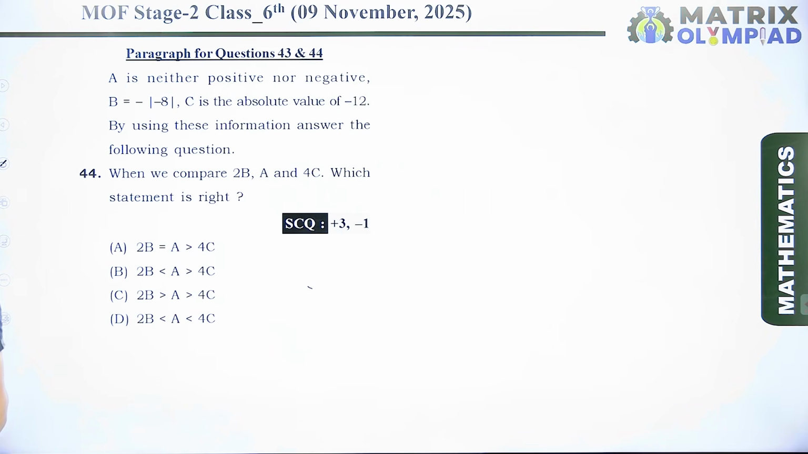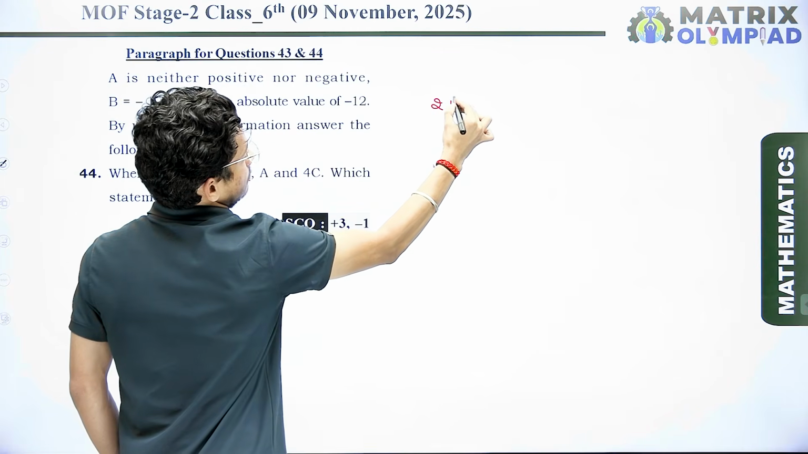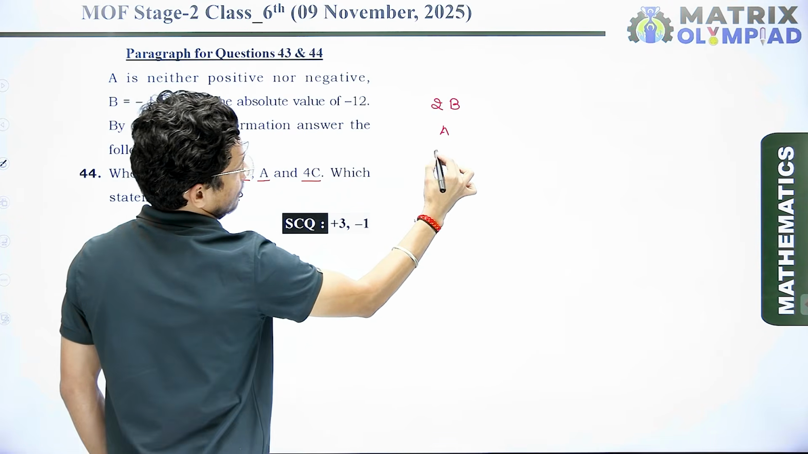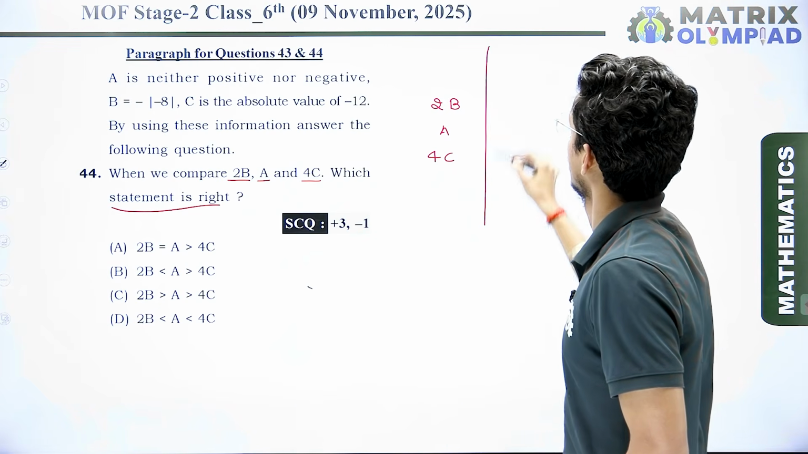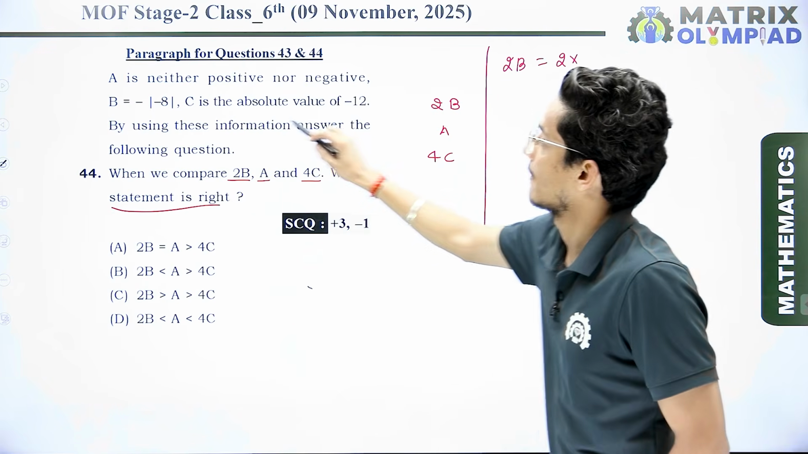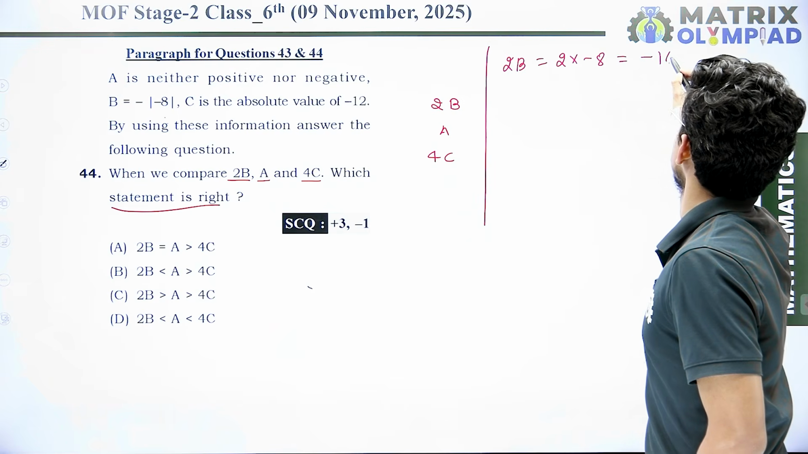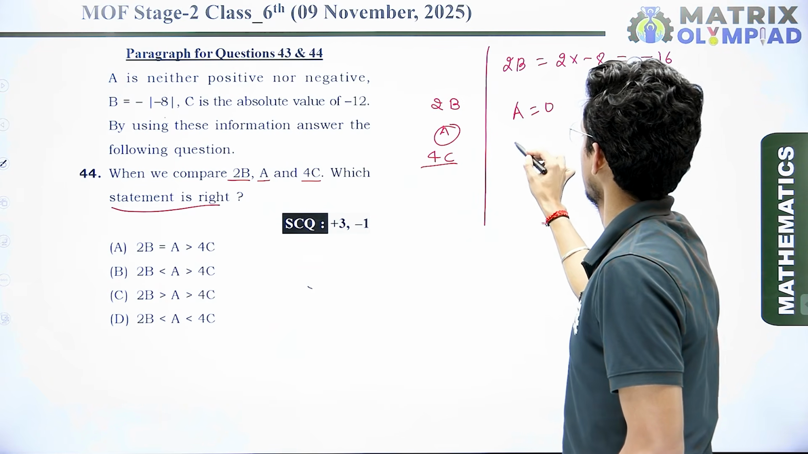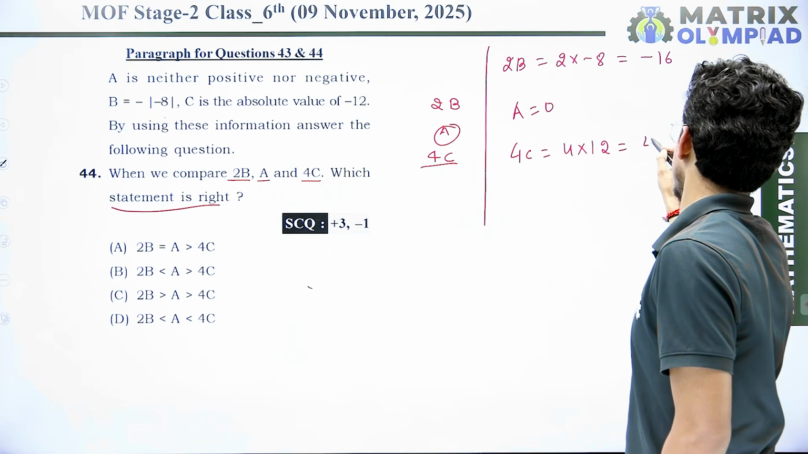So now if I talk about the next question, when we compare 2B, A and 4C, which statement is right? So we know 2B is equal to 2 multiply minus 8, it means minus 16. A, which is already 0, and 4C, 4 multiply by 12, that is 48.